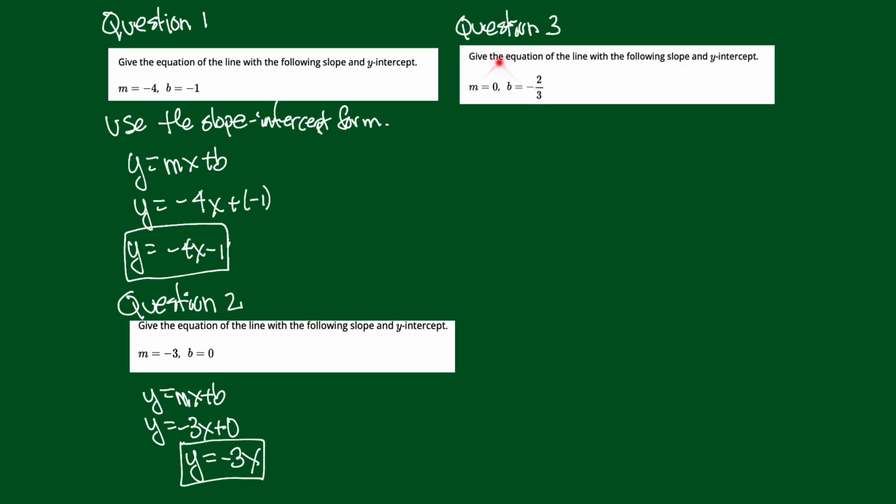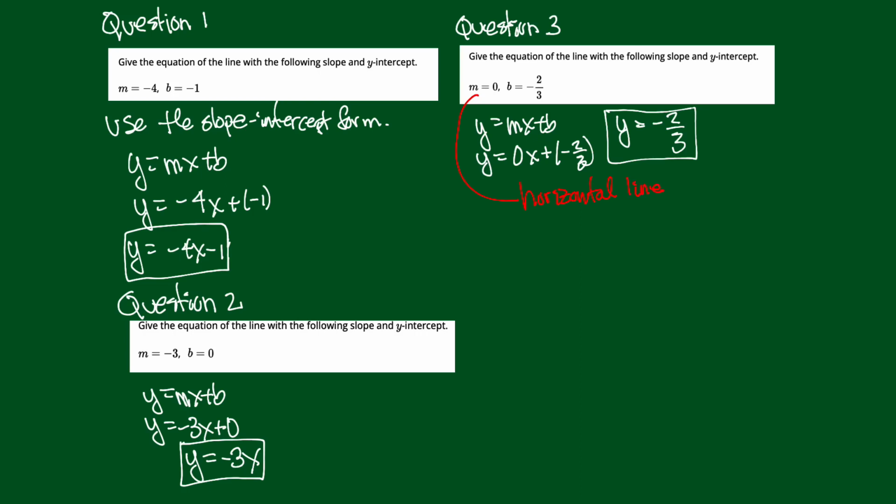Question 3 tells us to give the equation of the line with this slope and that intercept. I'm given the slope and the intercept, so I'll write the slope-intercept form. So y equals, all right, m is 0, x plus b. Now b is -2/3. So our equation is just y equals -2/3. Now the slope is 0, right? Because the slope is 0, I get a horizontal line, and that horizontal line passes through -2/3 on the y-axis.